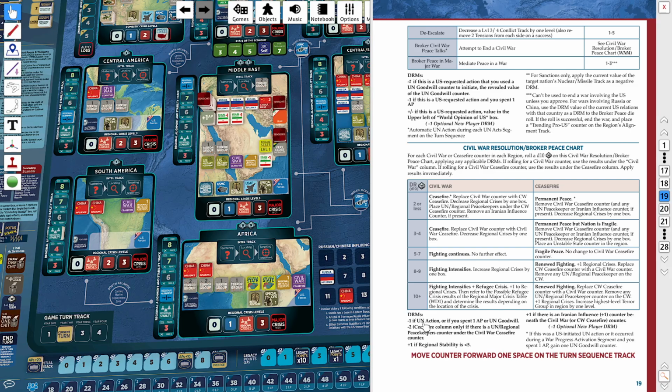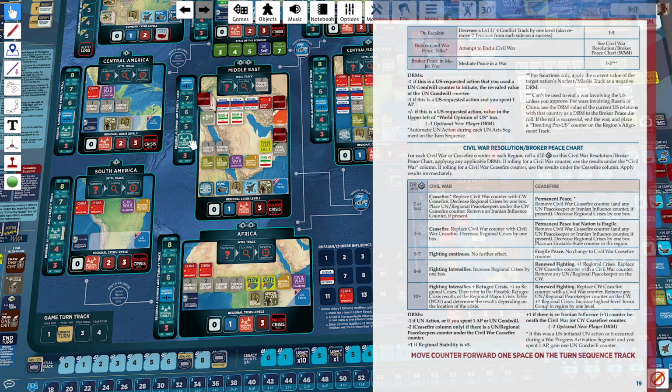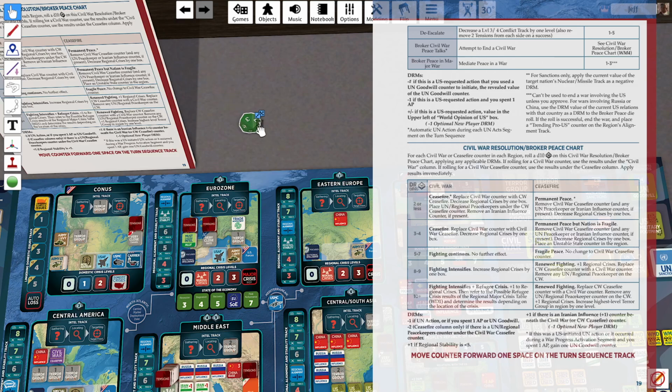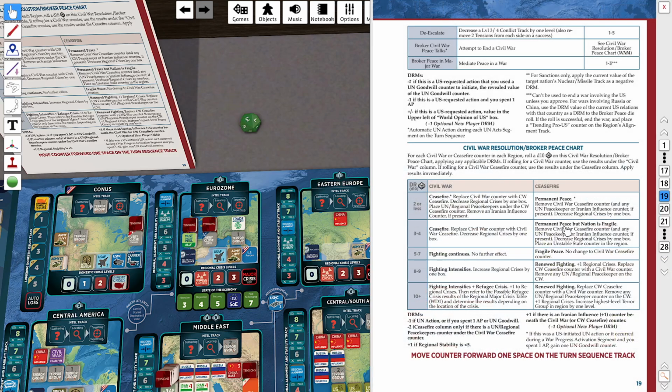I hit that, so they get a +1 because of the Iranian counter. And a -2 if there's a UN peacekeeper. So that's a net -1. But then a +1 if stability is under 5, which it is. So for this one, the roll is a net 0. A 3 might be good.